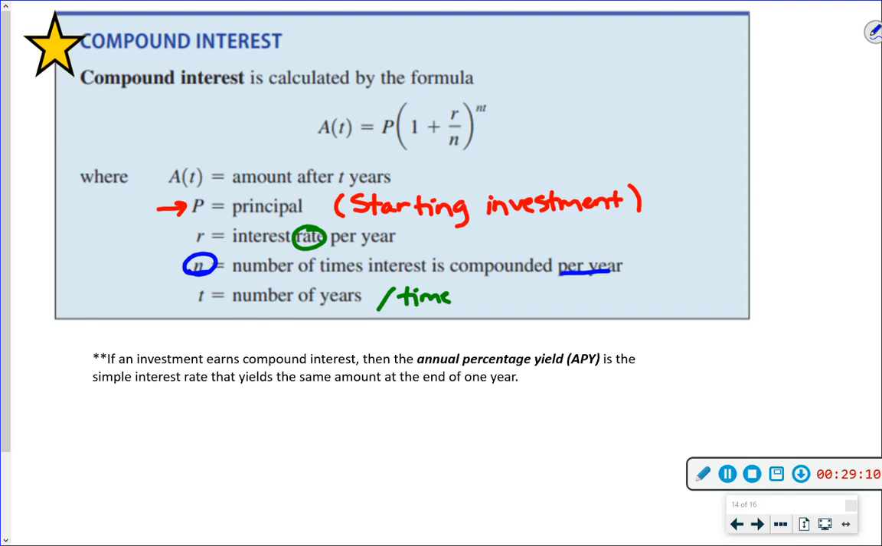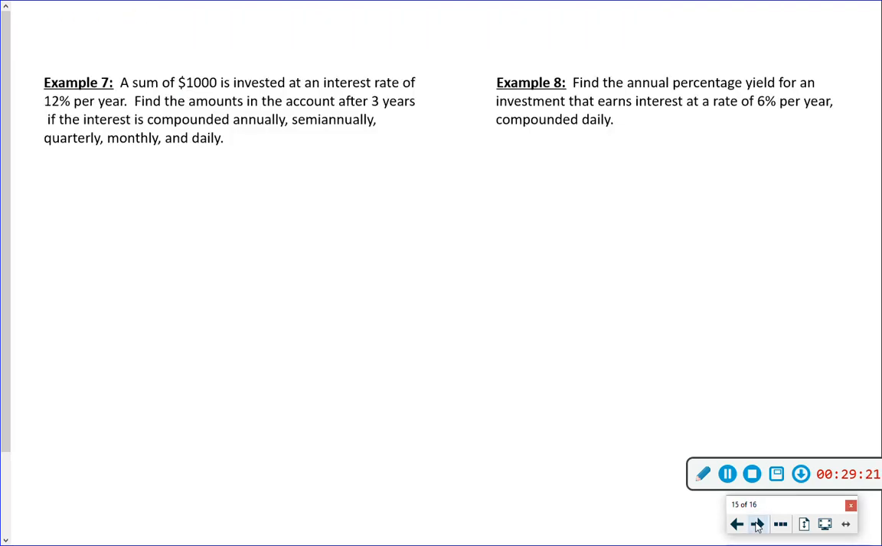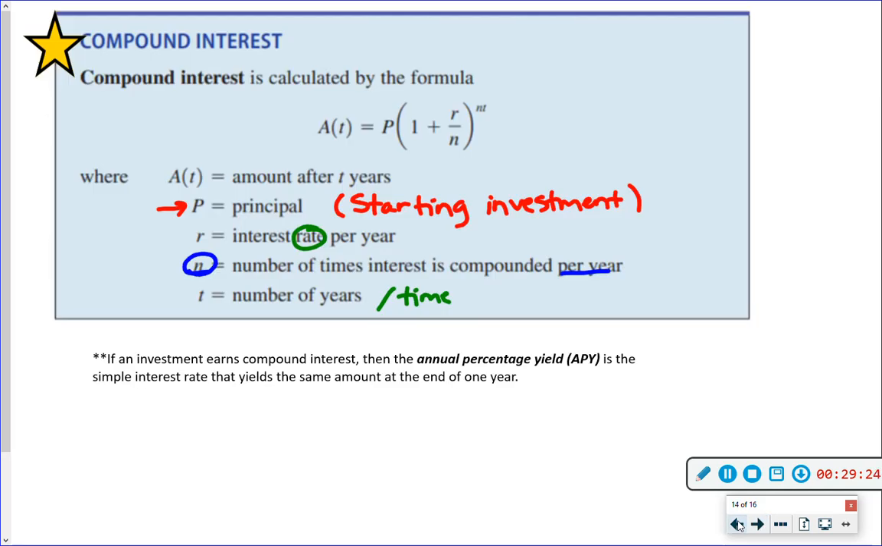All right, so it's really just plugging numbers into the formula. Now, you're going to see your little note here that's on the bottom or on the side of yours. This is going to come into play on part B. So I just want to point out one thing on this little note here that's key for us with this formula. It says, if an investment earns compound interest, because part B is going to talk about the annual percentage yield, the percentage yield is the simple interest rate that earns the same amount of interest at the end of 1 year. So when it says annual in there, they're assuming you're going to use T as 1.